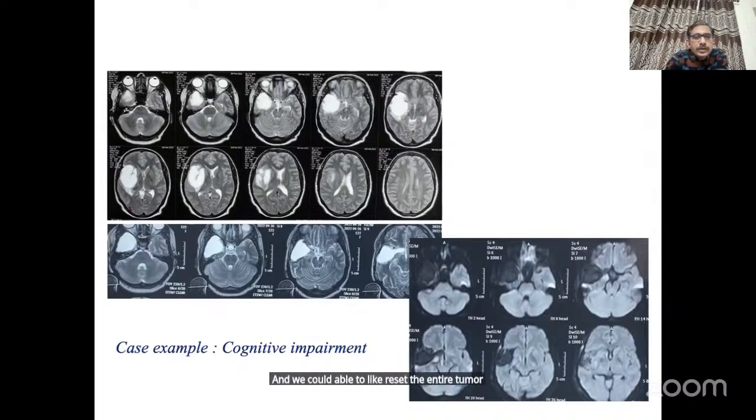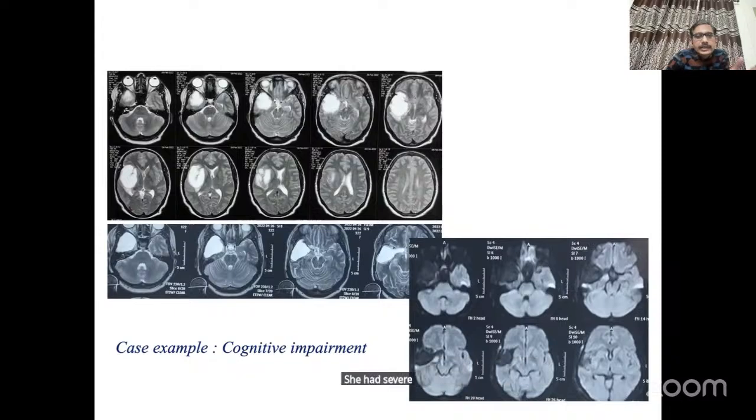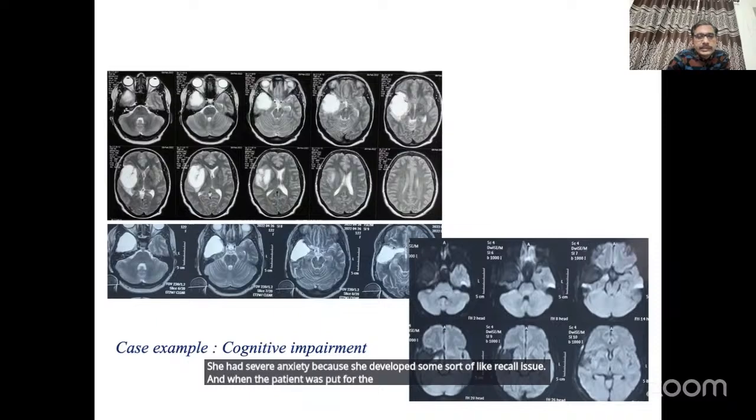The patient did not have any complaint in the postoperative period, but when she went back to her profession, she could not perform. She had severe anxiety because she had developed some sort of recall issue. When the patient was put through a language deficit test, the neuropsychologist found some error in the cognitive decline. The patient has some recall error, some memory deficit. So probably there are certain interconnections in the insula. That is beyond the understanding of the white fiber tracts.